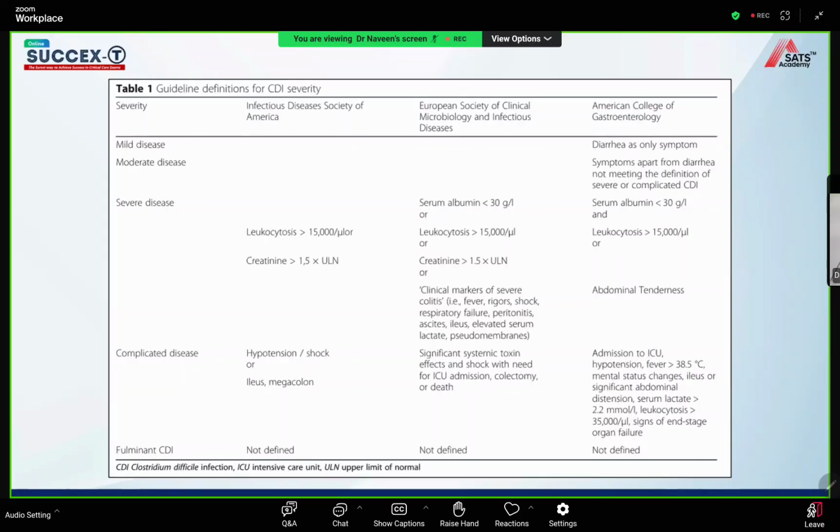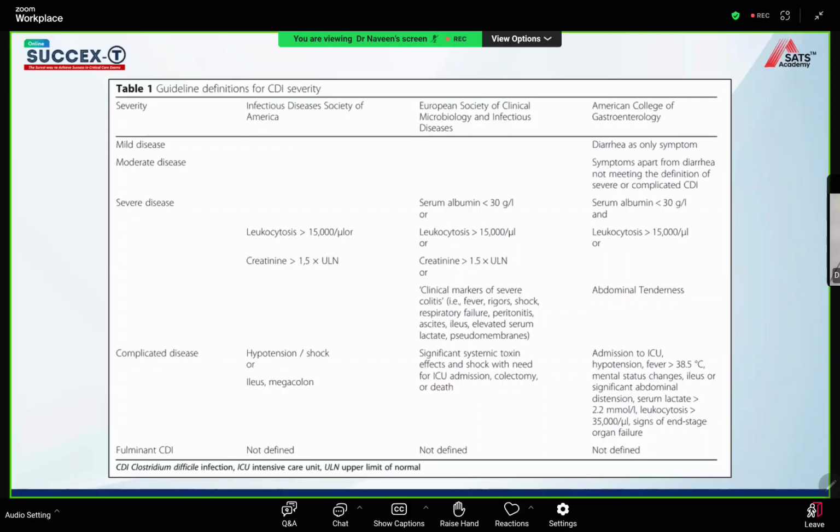And these are the guideline-based classifications of C. diff in the form of mild, moderate, severe, and complicated and fulminant disease. What we have to keep in mind is about the severe disease. You call a C. diff severe disease when the TLC count is more than 15,000, and when you have an AKI component in the form of an increase in creatinine to 1.5 times the upper limit of normal. Then you call this severe disease according to the IDSA. The European guidelines have also included serum albumin less than 3 gram in this criteria.